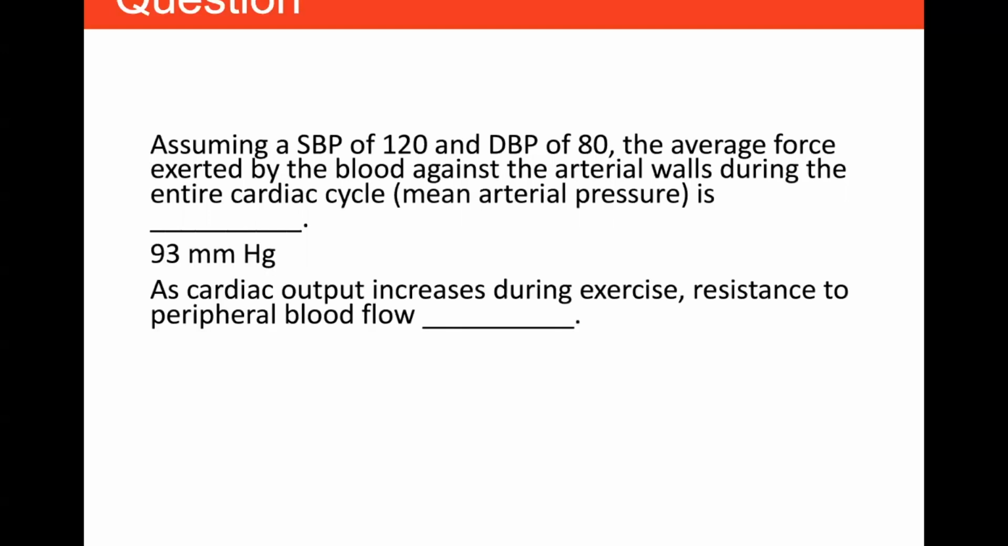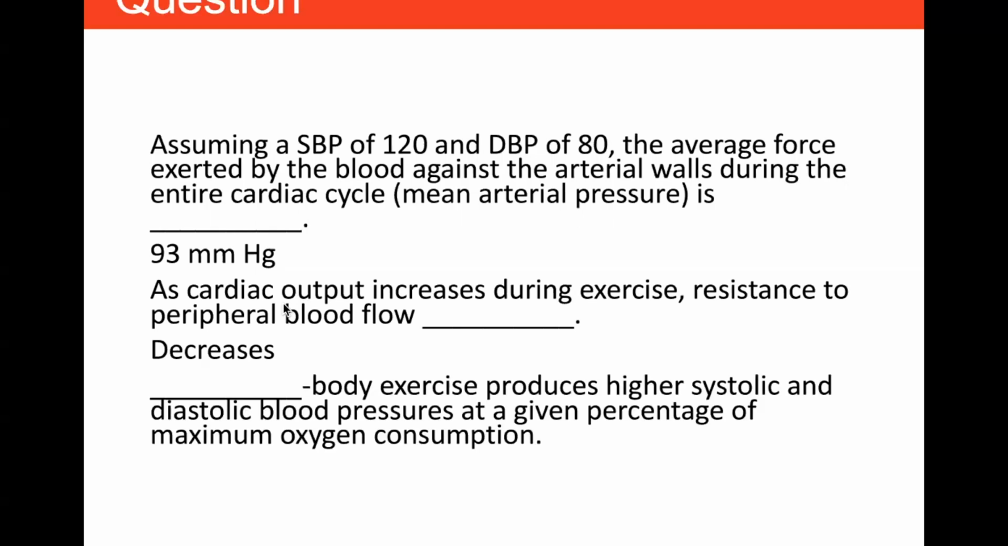As cardiac output increases during exercise, resistance to peripheral blood flow, what? During exercise, well, it decreases. That's vasodilation. And this should really be aerobic exercise, is what we're talking about here in terms of cardiac output increasing. With resistance exercise, your cardiac output doesn't really increase.